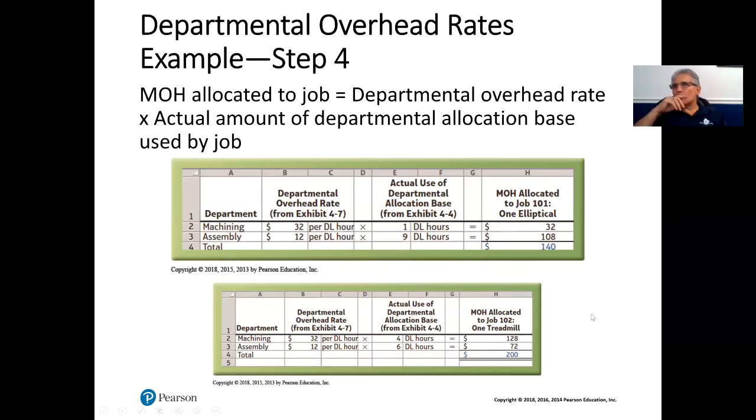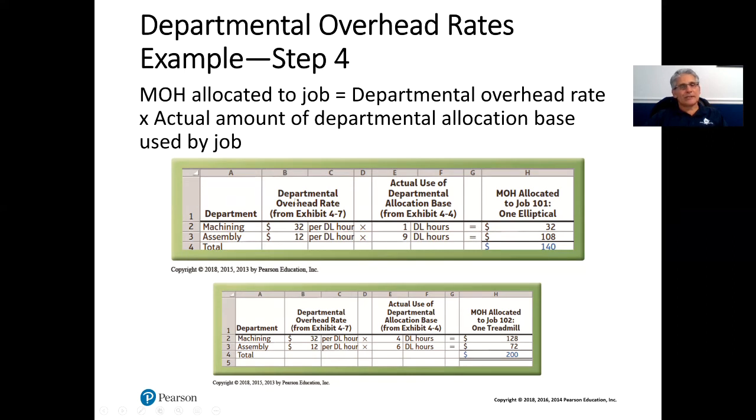And then finally, number 4, we're going to go ahead and allocate based upon the actual hours. So machining, $32 per hour, that was the rate. We multiply it by 1 direct labor hour. For machining, it was 1 direct labor hour. And that ended up for job 101, the elliptical, getting 32 times 1, which is $32. So the MOH allocated to job 101 is $32 for machining.